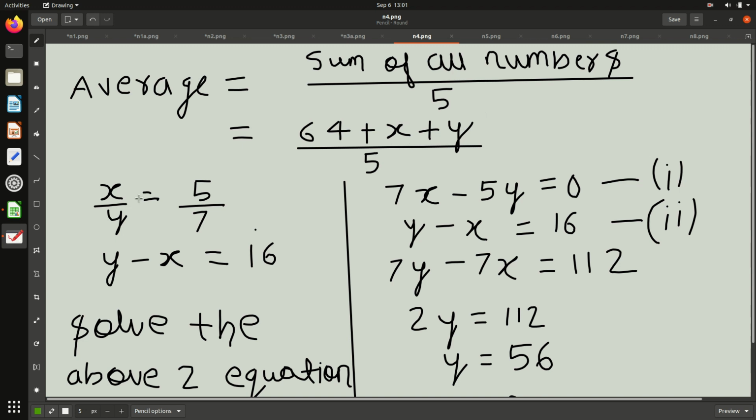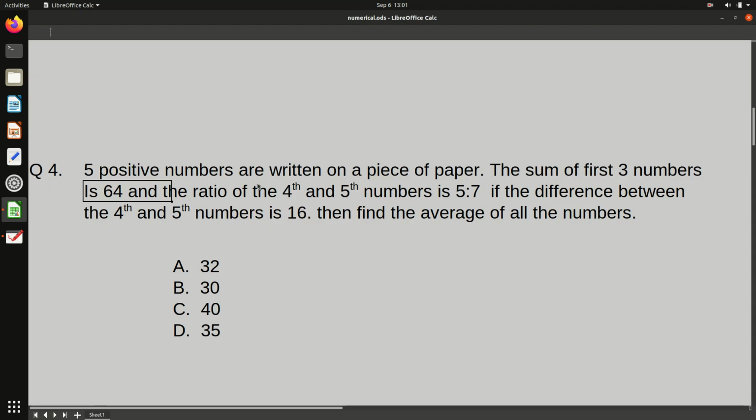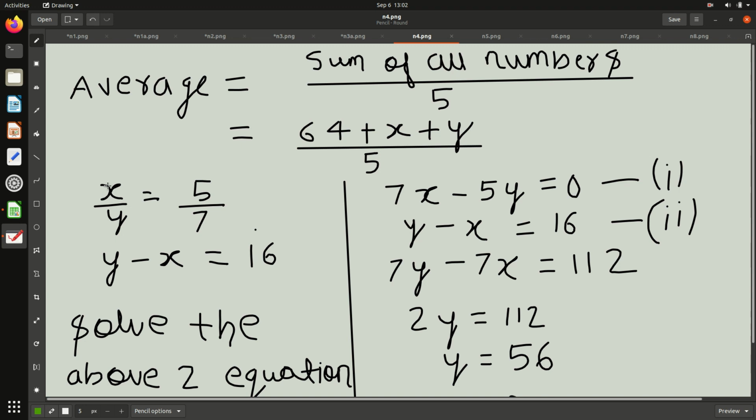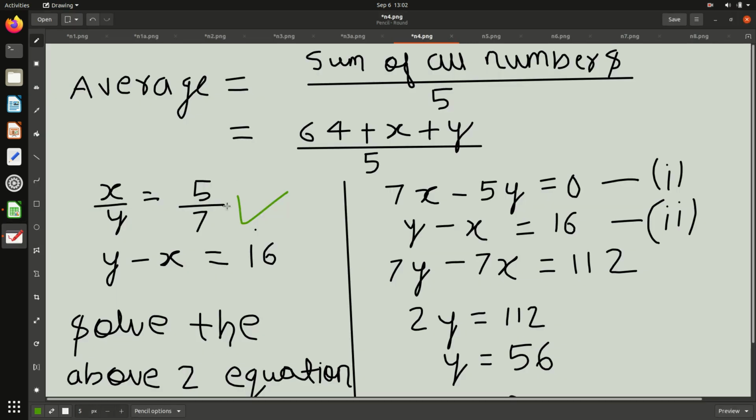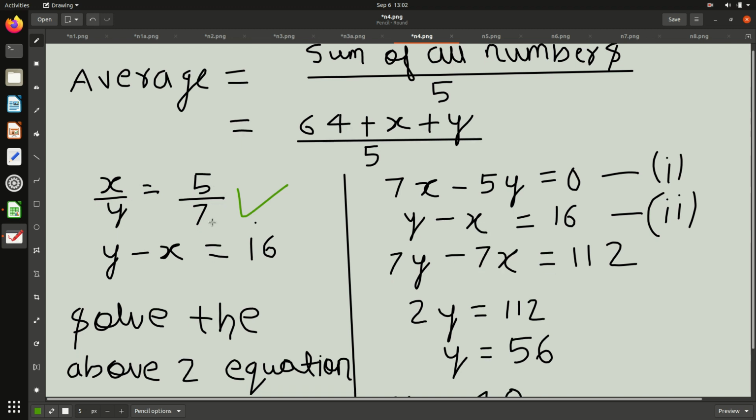Now the question has been reduced to finding the values of x and y. How will we find them? We are given some hints about the 4th and 5th numbers. You have to move step by step, then the question will become very simple. The first hint is that the ratio of the 4th and 5th numbers is 5 to 7, so x by y is 5 by 7. This became our first equation: x by y equals 5 by 7.